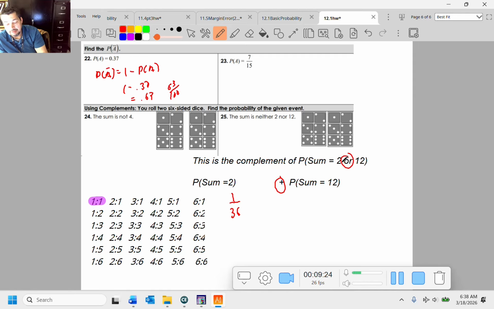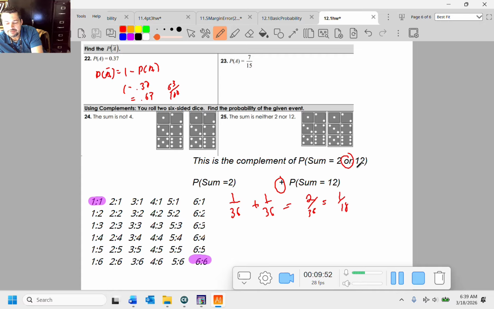And there you go. A sum of 12, there's going to be a couple things that get me 12, aren't there? Well, actually, there's not going to be hardly anything that gets me 12. It's going to be a 6 and 6. And that's pretty much it. So plus another 1 in 36. And now I'm good to go. So what I end up with is 2/36, which is a 18th.